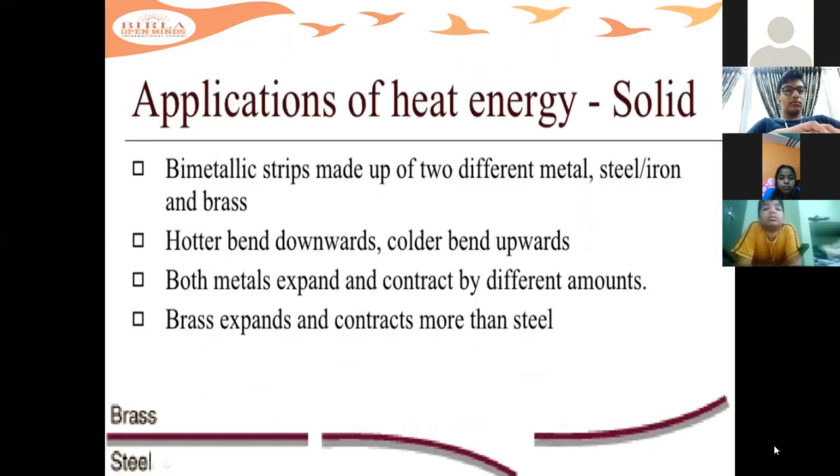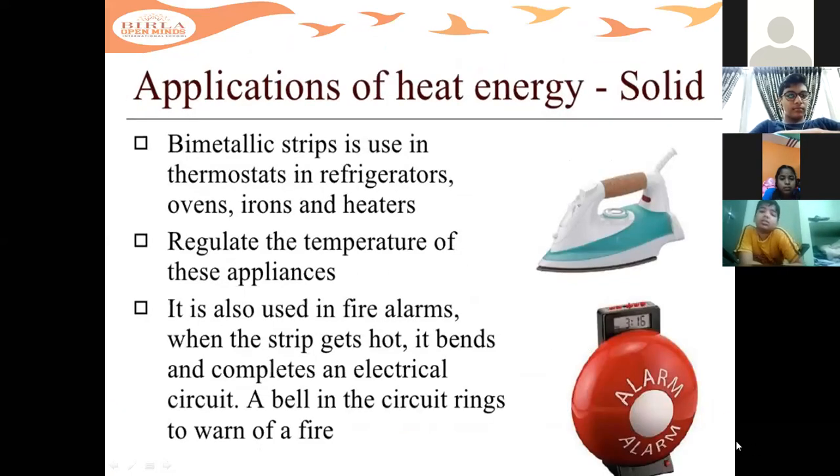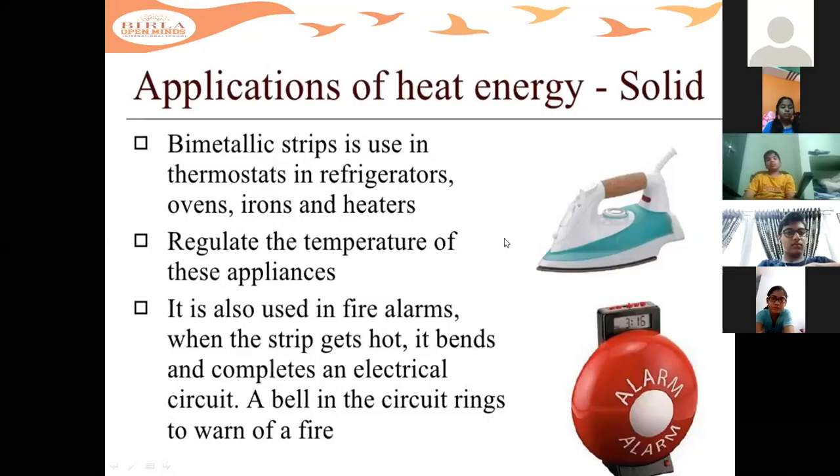Okay, and we have also discussed the applications of heat energy in the case of bimetallic strips. These bimetallic strips are used in the iron and the fire alarm. So what are these bimetallic strips used as? They are used as thermostats, and we can see these thermostats in refrigerators, ovens, irons, and heaters.